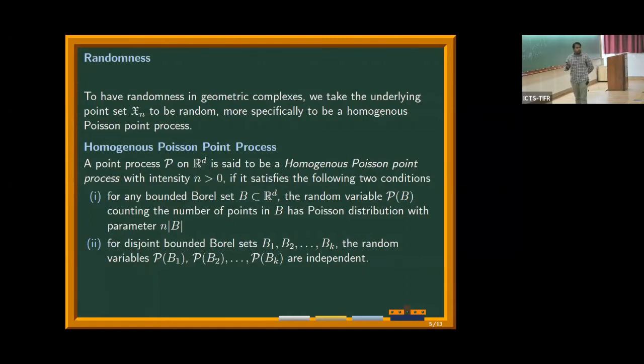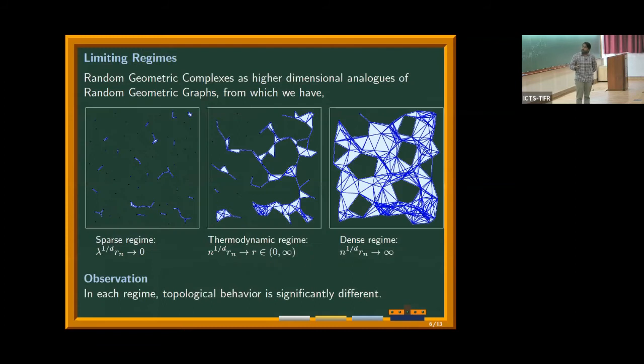For disjoint bounded Borel sets, the second condition it has to satisfy is that the random variables P(B_1), P(B_2), up to P(B_k) are independent. And that's why we are using a Poisson point process, because it gives us this nice independence property. Now we have randomness. We put it into geometric complexes, and we get random geometric complexes.